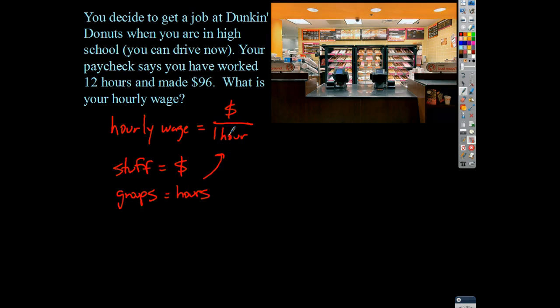And that's why I'm going to put it as dollars per hour, okay? That's my dollar. So I know my total number of stuff, right? The total number of dollars is actually $96. Okay, and I also know the number of hours, right? Because this is a unit rate problem. That's what I'm looking for. Hourly wage is a unit rate. So I'm looking for how much I make per hour. And I know that I have 12 hours. Okay. Well, $96 in 12 hours, okay, is how much for 1 hour?